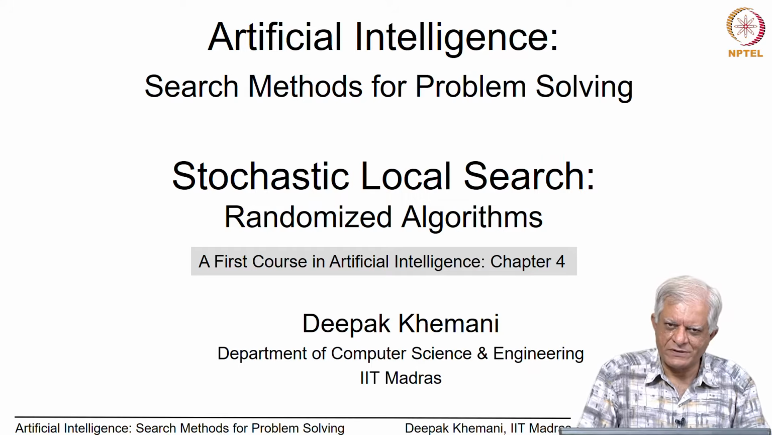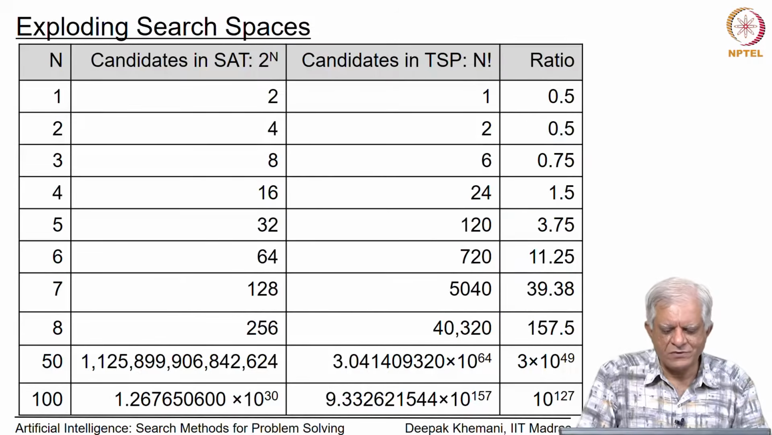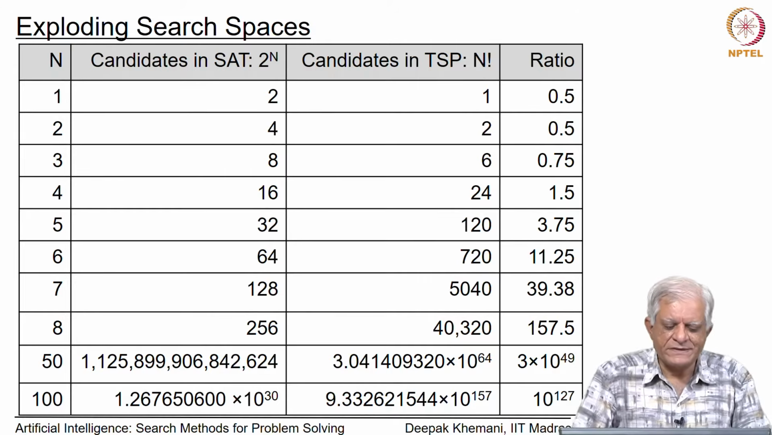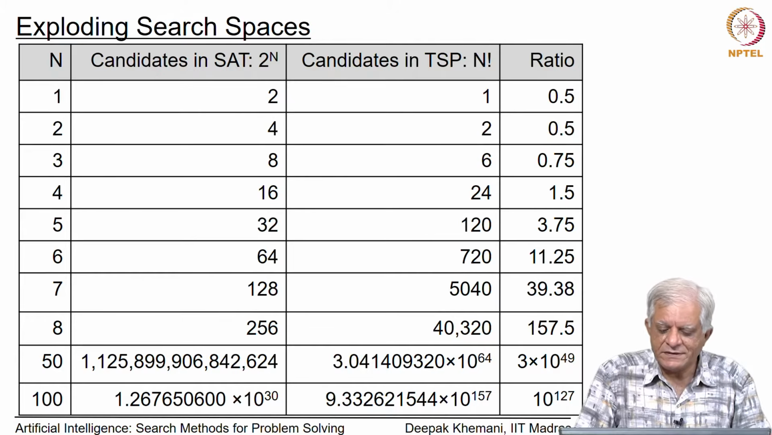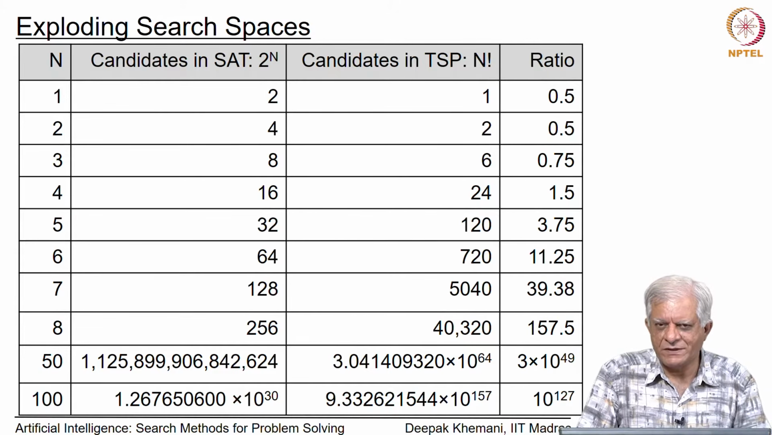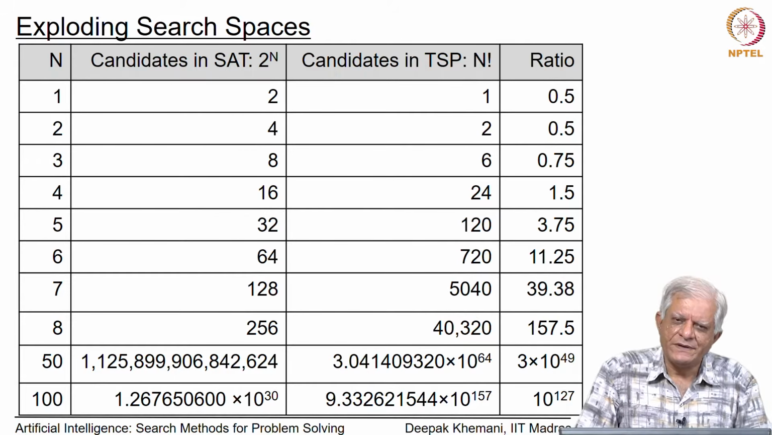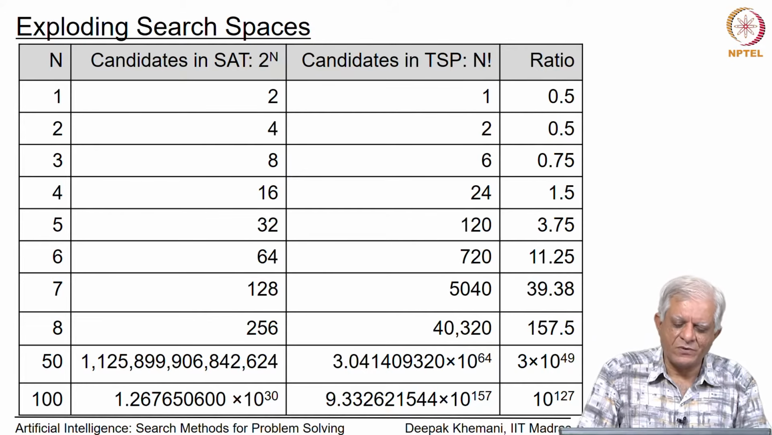to randomized algorithms. Now, the size of the search space is indicated by looking at, for example, two classical problems which we have been talking about: the SAT or satisfiability problem, which we know is an NP complete problem, and the travelling salesman problem or TSP, which is considered by many to be the holy grail of computer science, because it is much harder in terms of the size of space that you have to explore. And this table shows you how the spaces for these two problems increase as the parameter n increases.